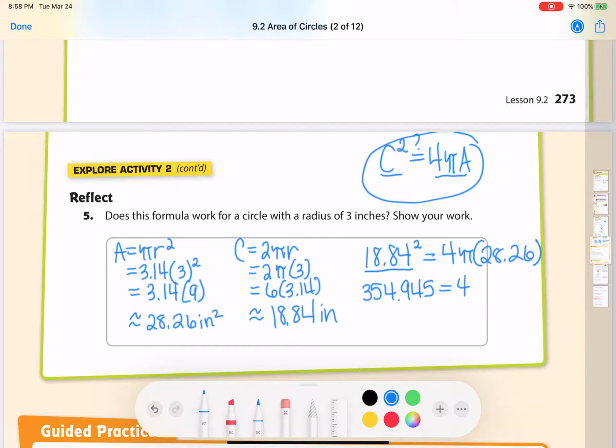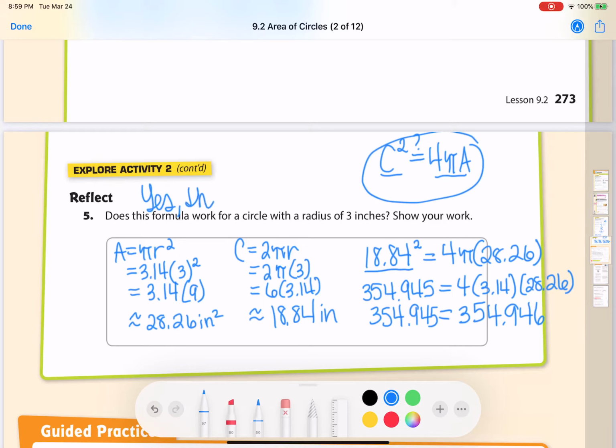Then we have to multiply 4 times 3.14 times 28.26. And what you should get when you multiply those three numbers together is 354.946, about 354.945. So yes, this formula works. Thank you.